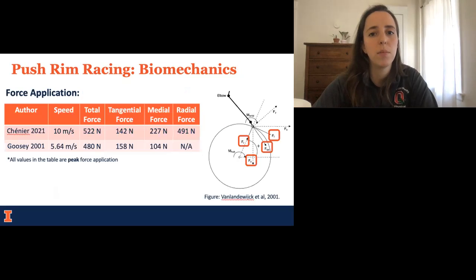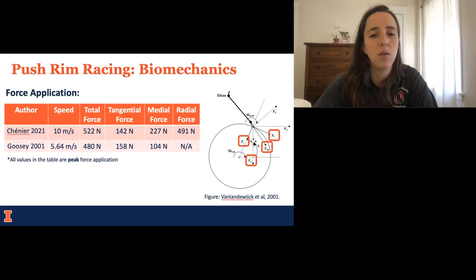So we'll look at force application here. You can see on this diagram, here's the hand ring, here's your elbow, that's where your wrist would be. And you can kind of see the different aspects of the force here. This tangential force is the main force that you want to actually push the rim forward. It's not all going into that pure tangential force.